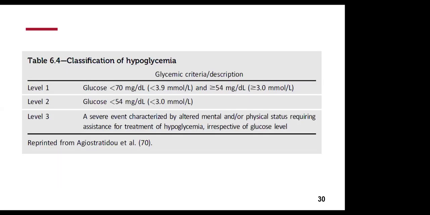So hypoglycemia, in terms of classification, has 3 levels. Level 1 is when you have glucose levels less than 3.9 but greater than or equal to 3. And then anything less than 3 is level 2. And then level 3 is a severe event, which is characterized by altered mental or physical status that requires assistance for hypoglycemia, irrespective of the glucose level. Then that is a level 3.